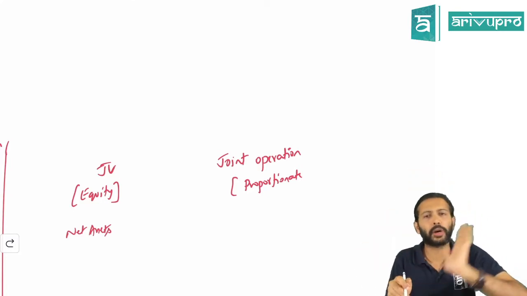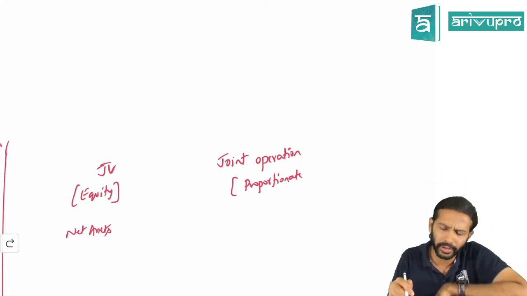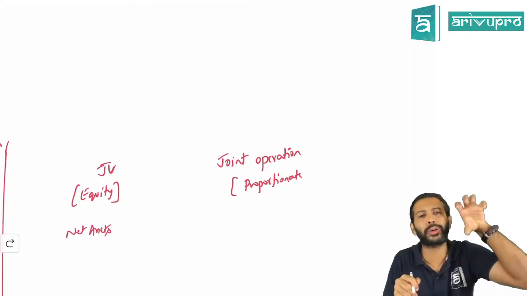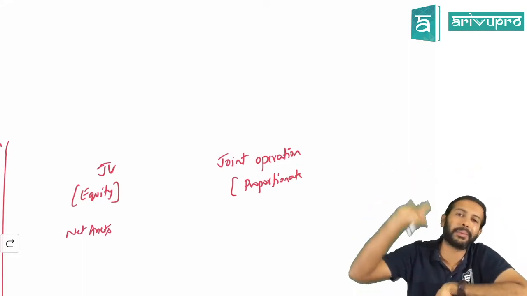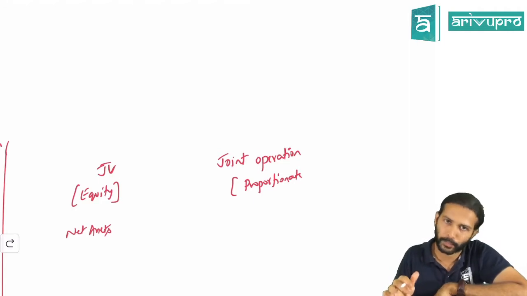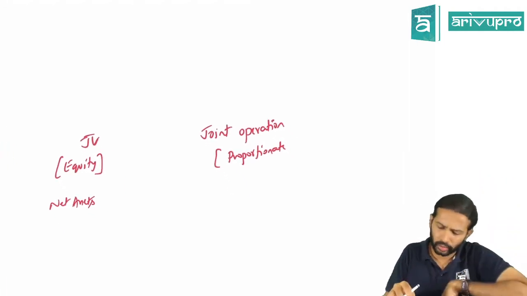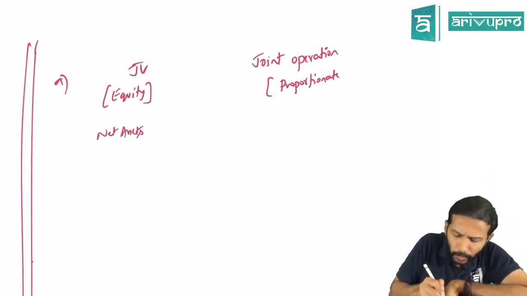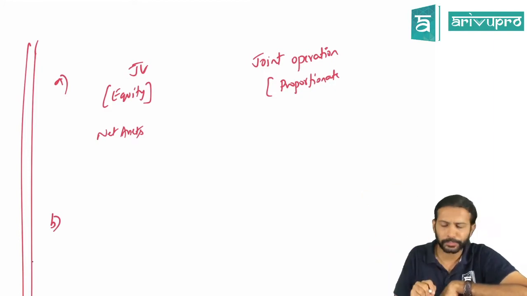But in case of a joint operation, no new entity will be formed and each venturer will have a right over their respective assets and liabilities of the venture. That's the distinction. Okay, so that is the basic background to the categories. Now, this is the first point that gets tested in that RTP question.